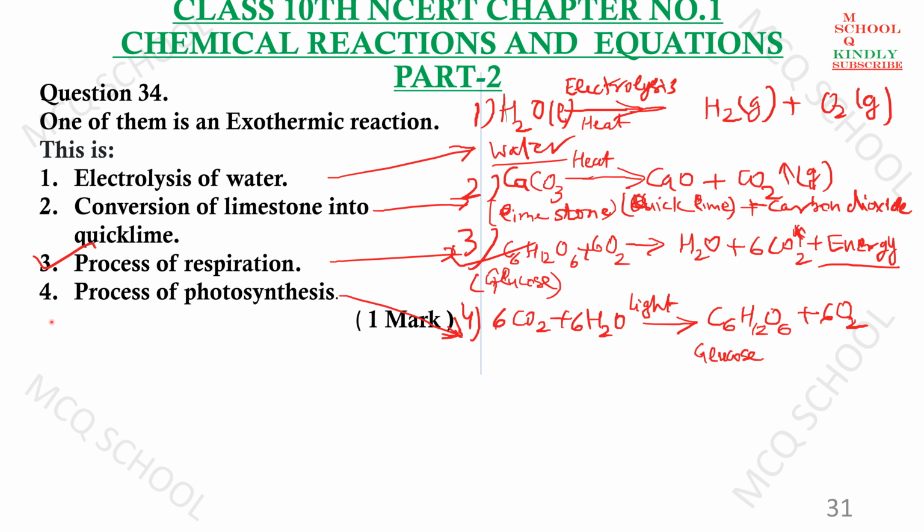In the case of option 4, process of photosynthesis, carbon dioxide reacts with water in the presence of light and forms glucose in the case of plants. So in this there is no generation of energy or heat. So the correct option is 3, process of respiration.